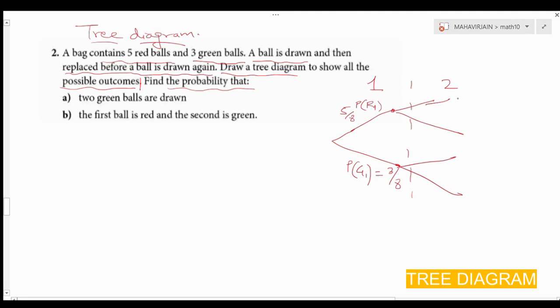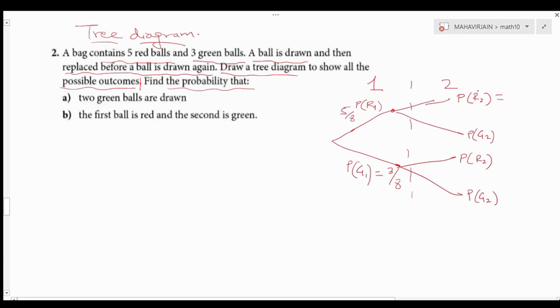Okay. Now, again you can have a red. So I write it as P of R2, red in second draw. P of G2, you can have green also. In a similar way, you can have red and you can have green. Now just understand this. Now, what is the probability? Since the ball is drawn and kept again, the bag remains the same. So probability of red again remains the same. It's 5 by 8. Similarly, probability of green remains the same. It's 3 by 8. Probability of red 5 by 8. Probability of green 3 by 8.